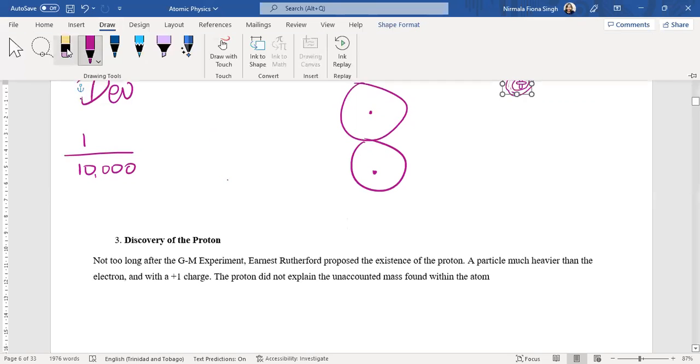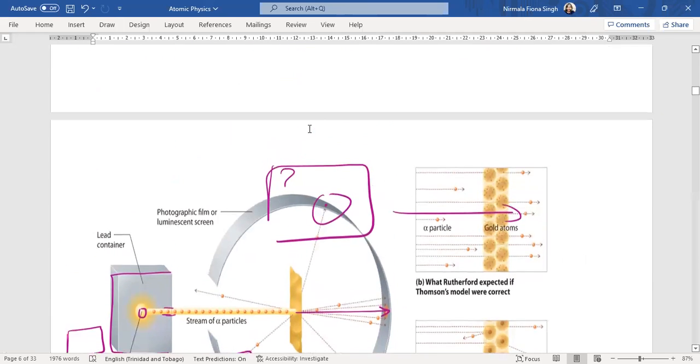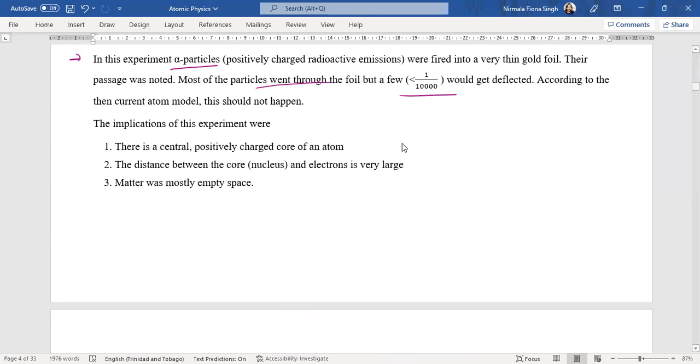So that meant that the positive charge in the atom was really small. The area that held that positive charge was tiny. So let's go back up and see what the implications of this experiment were. One, there was a central positively charged core of an atom, which we just saw, right?